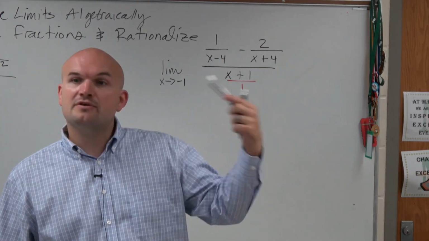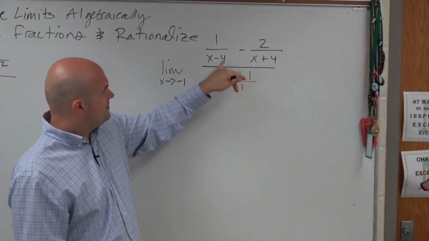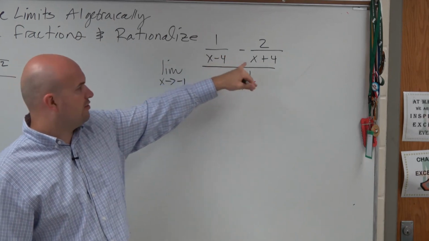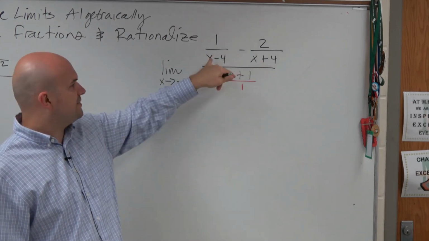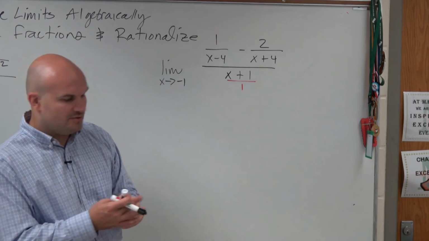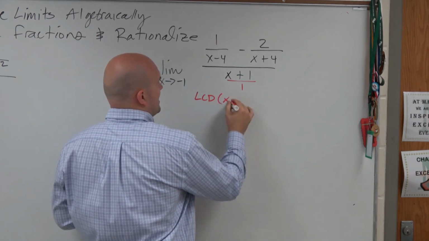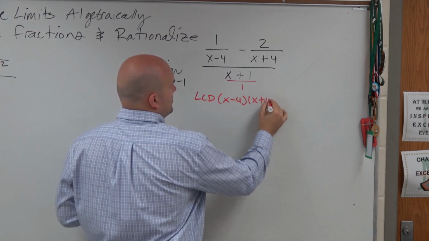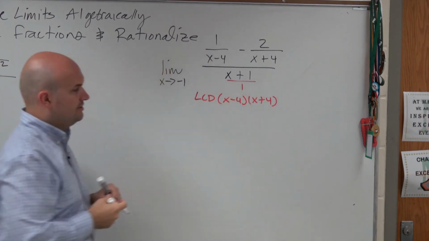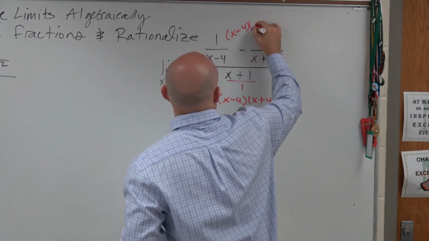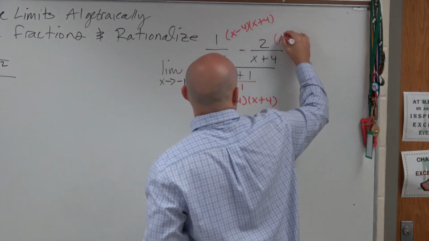4 divides into 12, 3 divides into 12. These are a little bit harder as far as finding the multiples of x minus 4 or the multiples of x plus 4. So the easiest way to find the least common multiple is to just multiply them. So the LCD here is going to be x minus 4 times x plus 4. One we don't really care so much about. So I'm just going to multiply everything by x minus 4 times x plus 4. Everything.